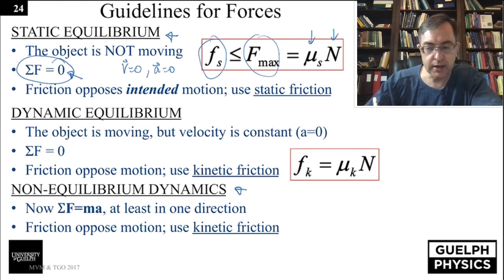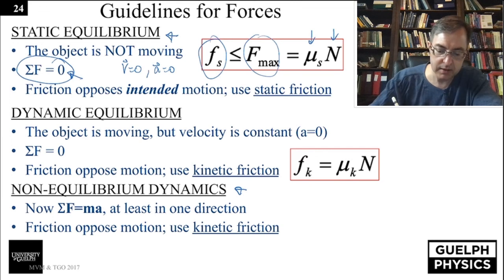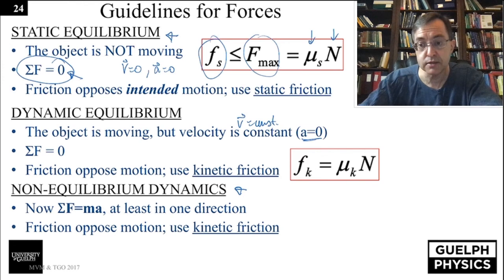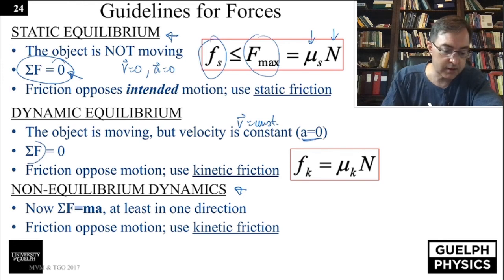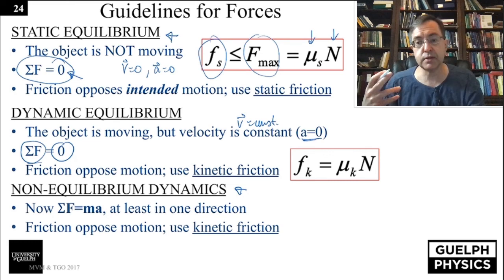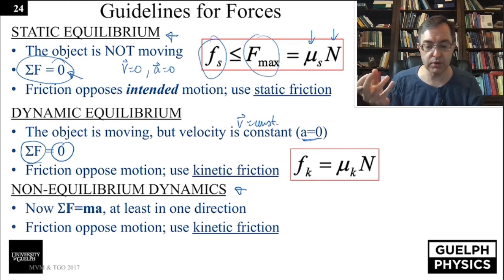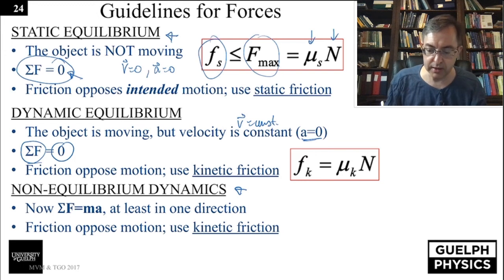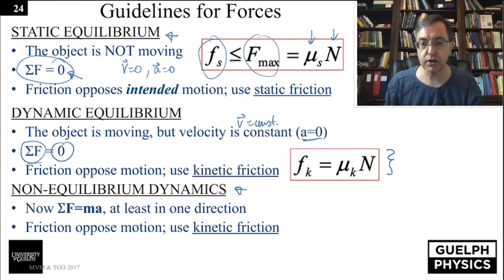Now in a dynamic equilibrium problem, the object actually is moving, but the velocity is constant. So this is a v equals constant situation, which is also a zero acceleration situation. So the sum of forces is actually still equal to 0, except now the object is moving, and so instead we'll use kinetic friction. And we'll use the fact that the kinetic friction is given by the coefficient of kinetic friction times the normal force. So it is independently given by this.